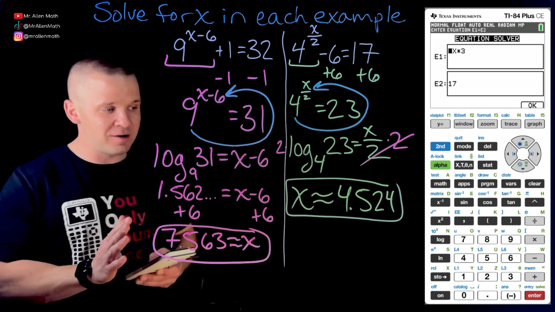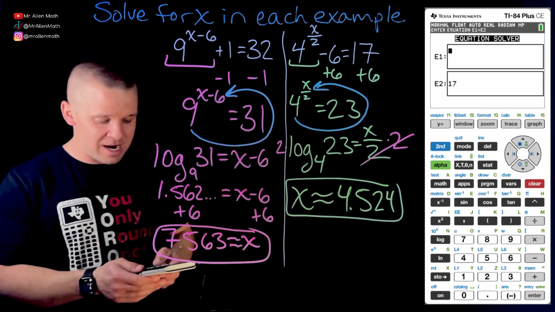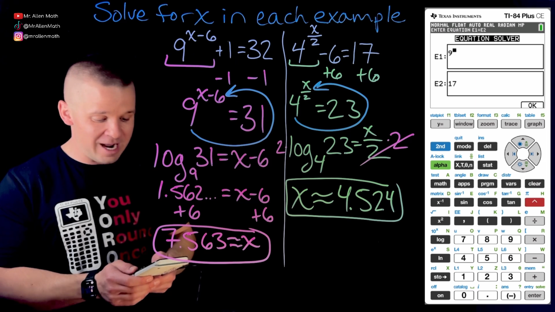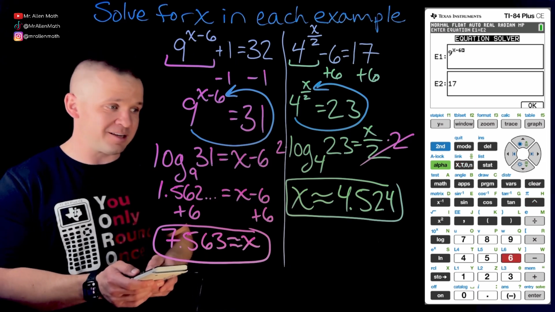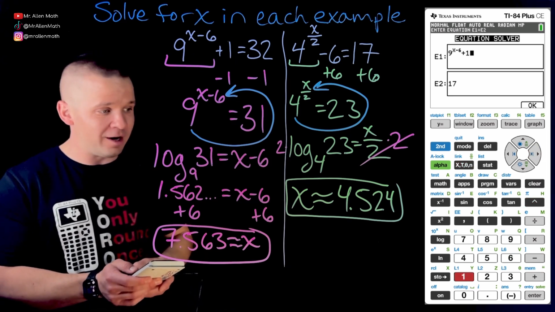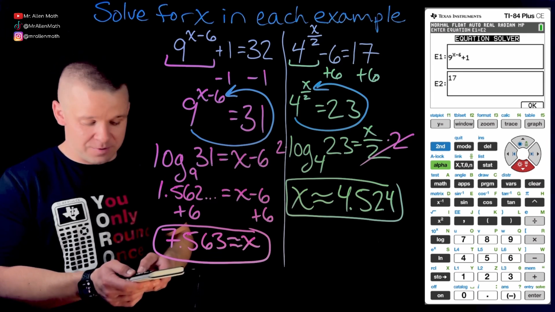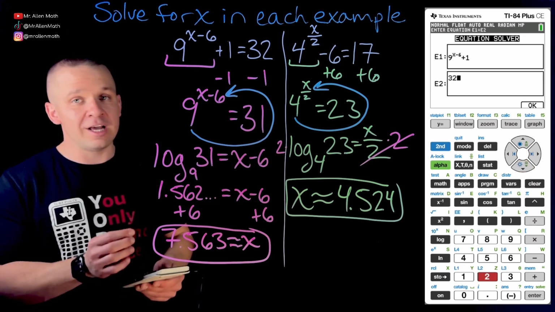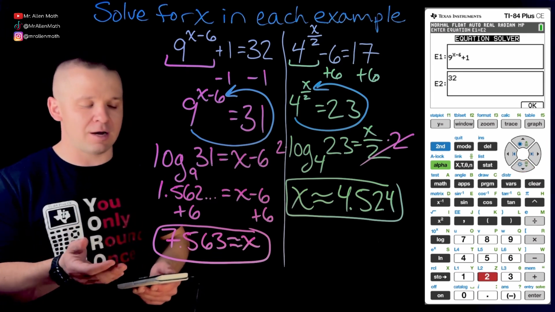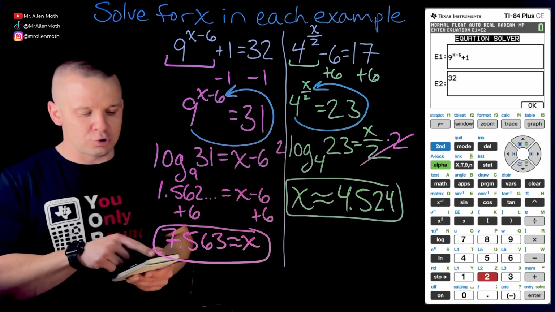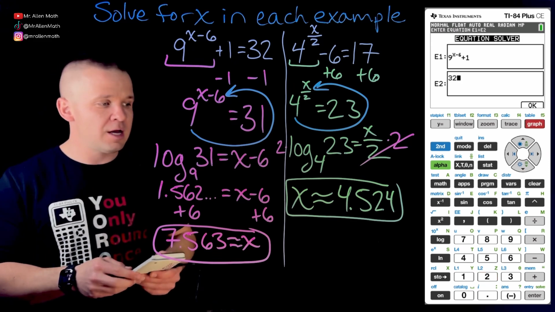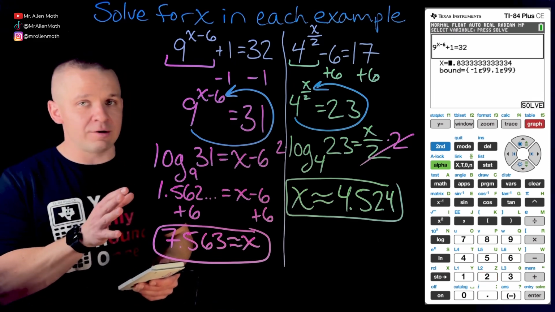Anyways, hit enter on numeric solver, and you can clear out whatever's there and type in 9 raised to the x minus 6, arrow over, plus 1. Arrow down, type in 32. We're going to hit the graph button. See how it says OK right there? Those upper guys are controlled by your top gray keys up there. Hit graph, and then right now it says 2.8.